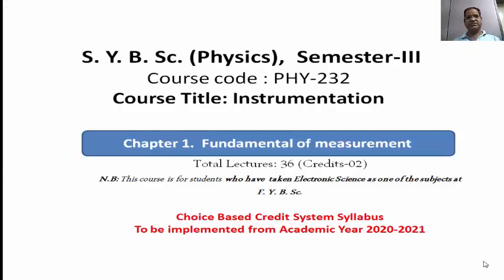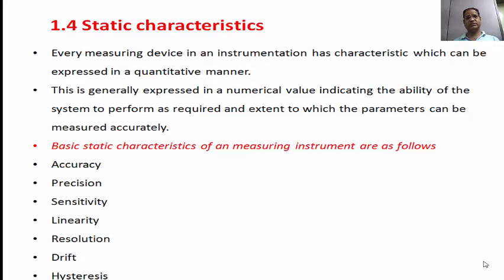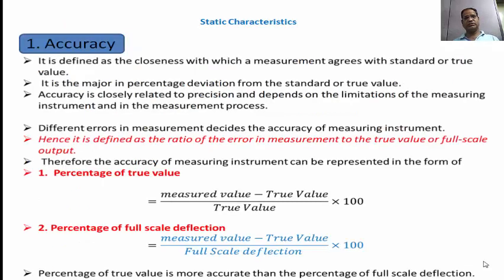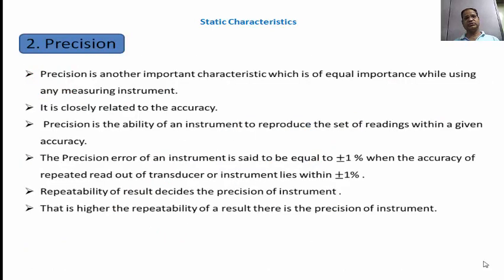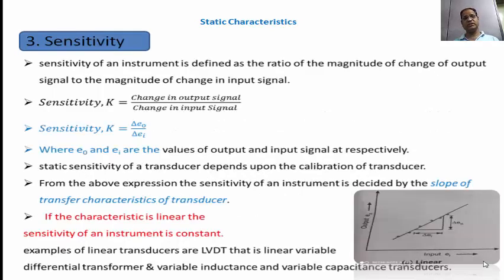Dear students, in the last lecture we have already discussed the static characteristics. We discussed the accuracy of the measurement instrument, and the second characteristic, precision, that also we have discussed. So let us consider the third static characteristic of a given instrument, that is sensitivity.